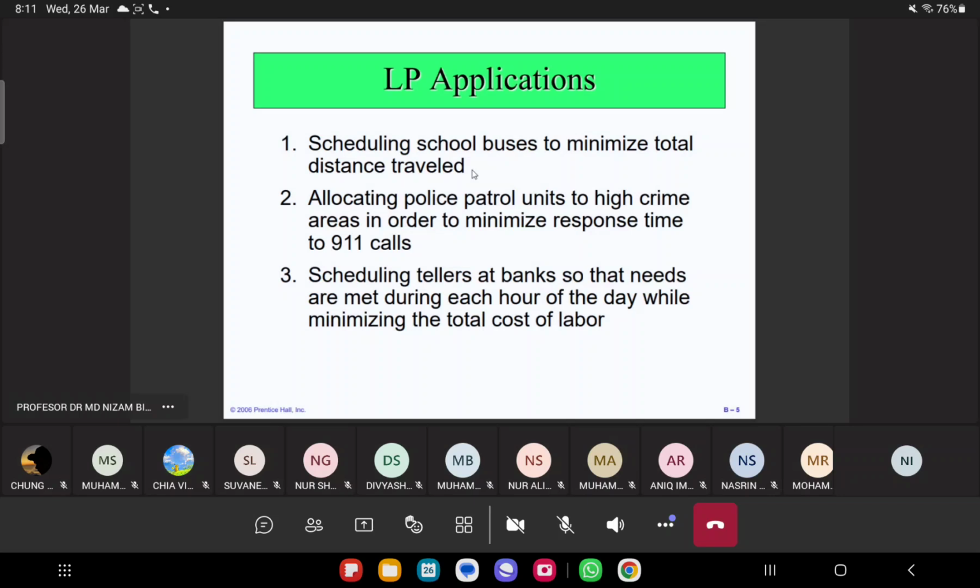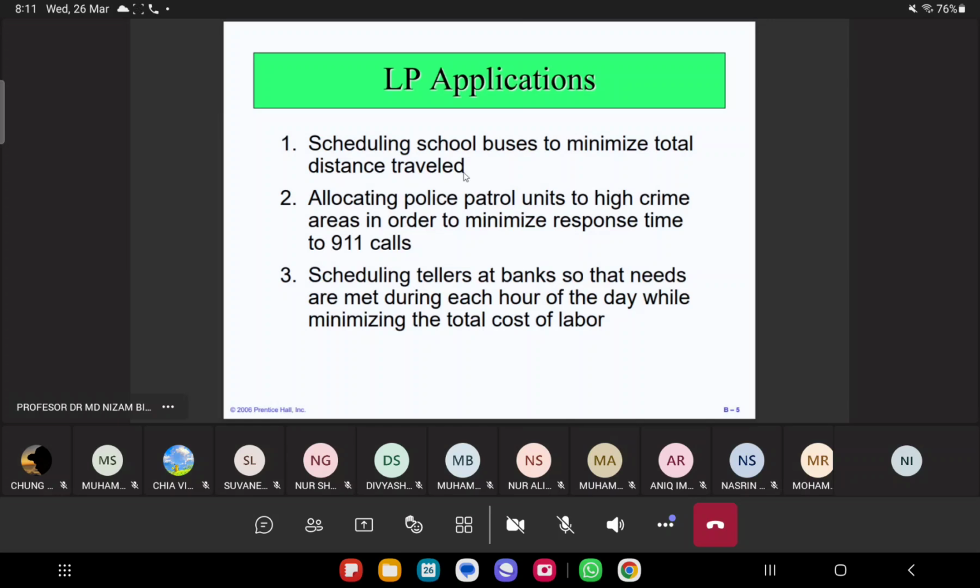So if you solve it using linear programming methods, it will tell you bus A will pick up who and send to which school. Bus B will pick up which students, and then send to which school, so on and so forth. And that recommendation and that solution will be optimum, and it will minimize the total distance travel. So in that particular case, you can use this linear programming application.